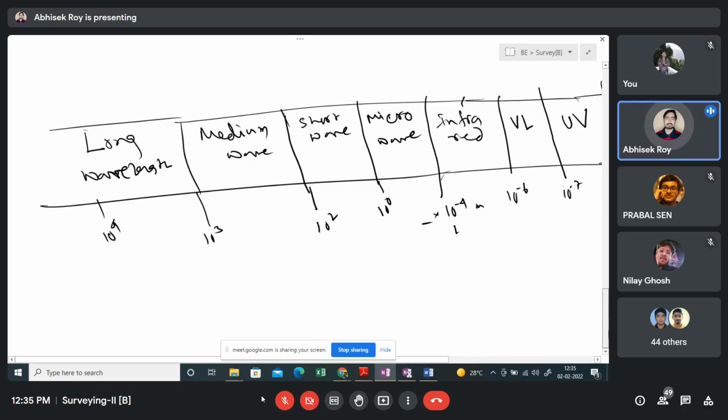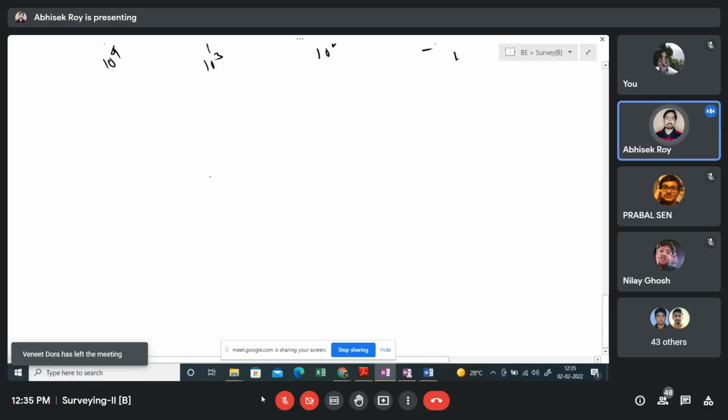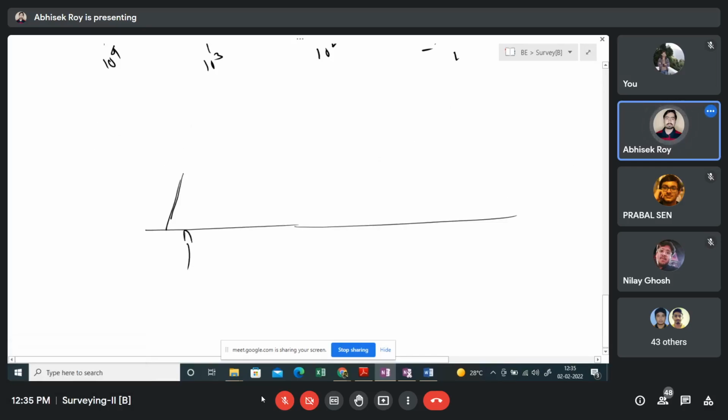Now let us discuss the measurement of transit times. Transit time means how much time it takes for traveling. So say we want to measure the distance between A to B.